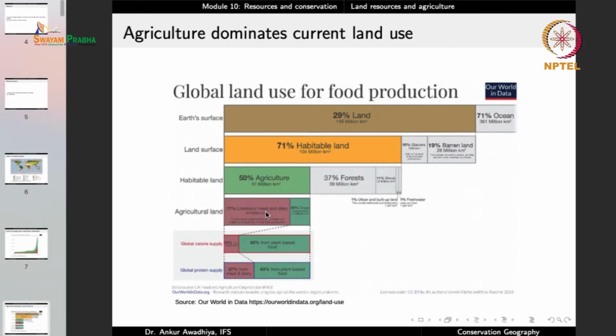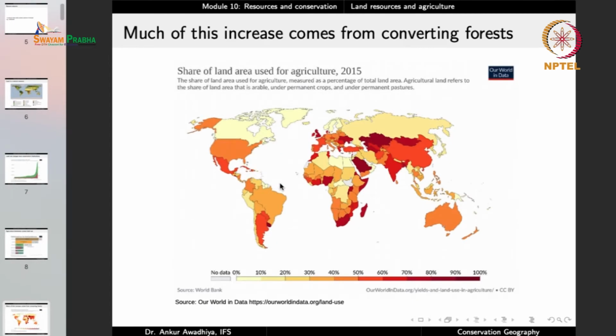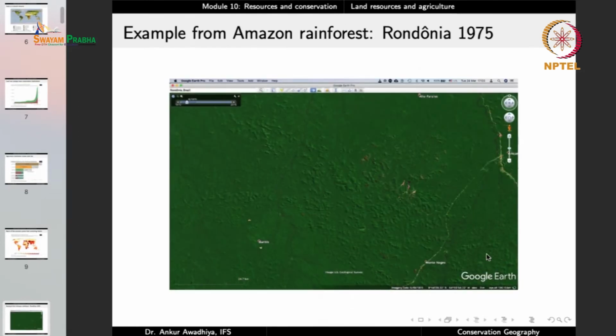So essentially, if we increase this portion, then we can reduce the total amount of land that needs to be put under agriculture. So here we can see different action points. If you want to increase the forest cover, one way out is to increase the crops and reduce the livestock, and in that case the total calorie and protein supply can be met by a very small portion of land that needs to be put under agriculture. But the thing is, agriculture currently dominates the land use, and much of this increase has been coming from converting forests. And we looked at how this happens.